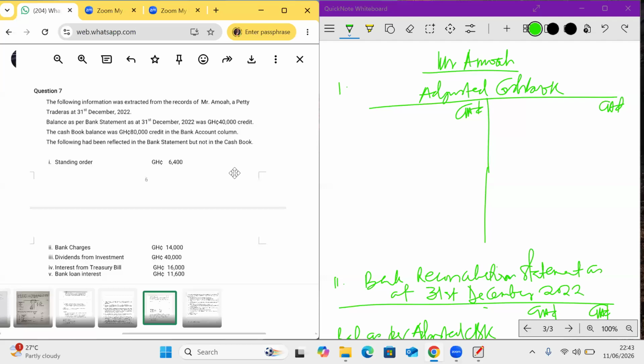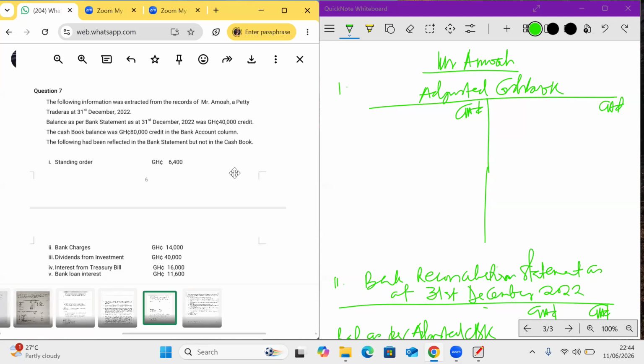Quick, quick, quick. The following information was extracted from the records of Mr. Amora, a petty trader, at 31st December 2022. Balance as per bank statement as at 31st December 2022 was 40,000 credit. The cash book balance was 80,000 credit in the bank account column. Hold on, hold on.